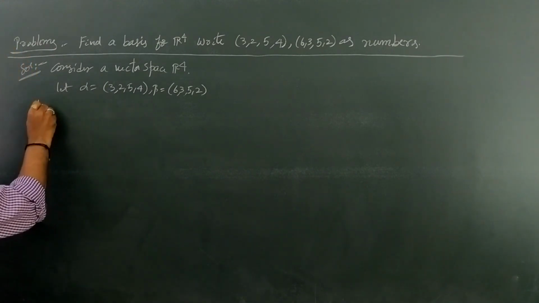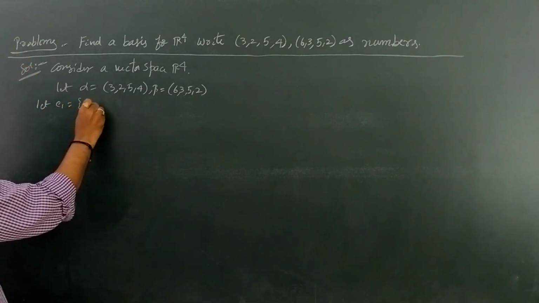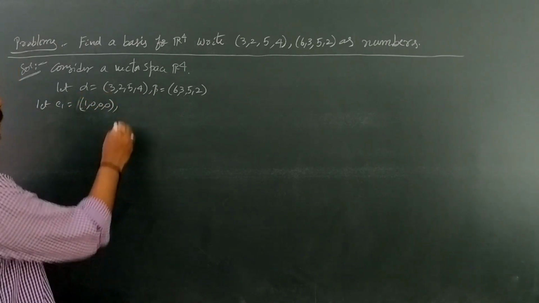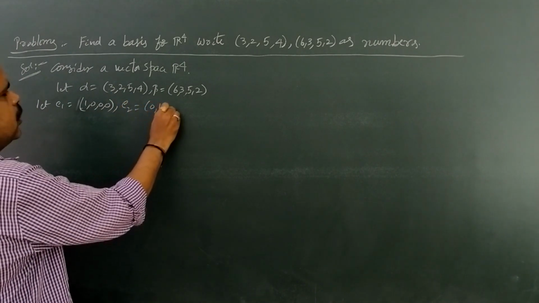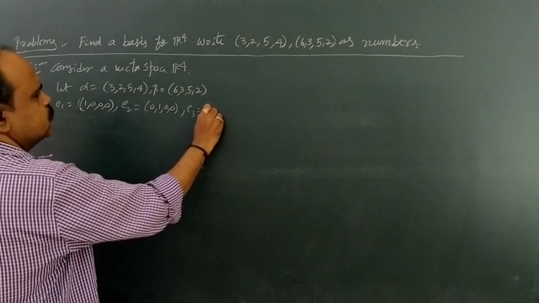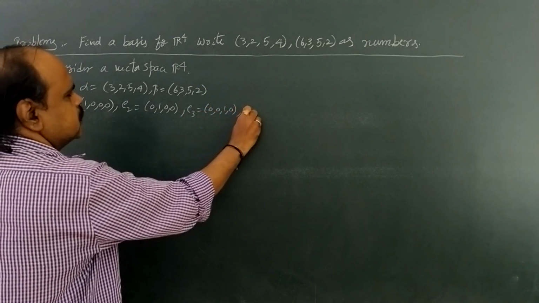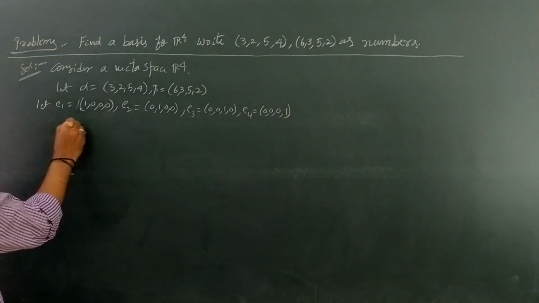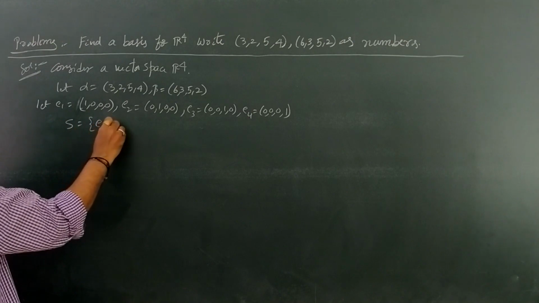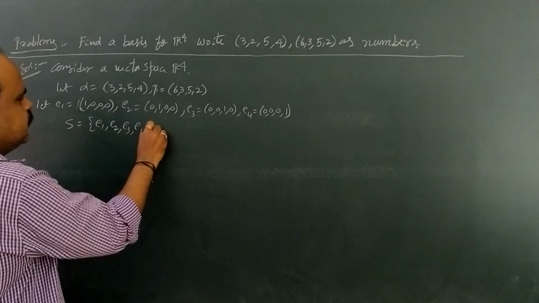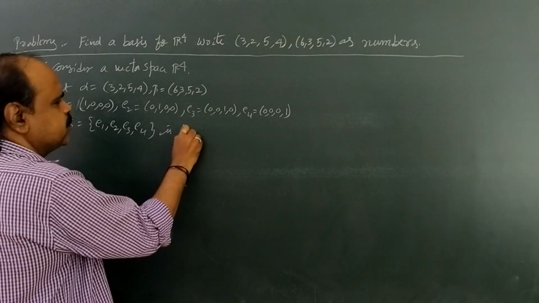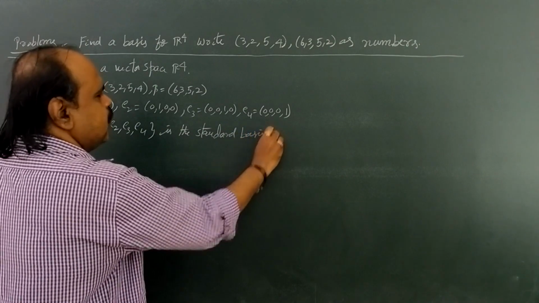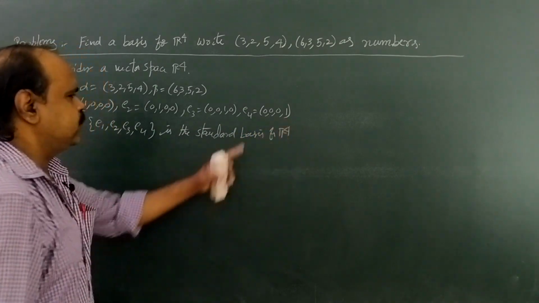For that, let E1 equal to (1, 0, 0, 0), it is the ordered 4-tuple. E2 equal to (0, 1, 0, 0), E3 equal to (0, 0, 1, 0) and E4 equal to (0, 0, 0, 1). Then S equal to the set {E1, E2, E3, E4} is the standard basis for R power 4.